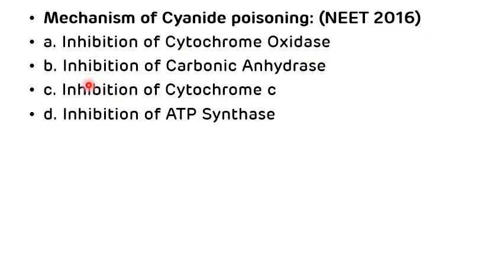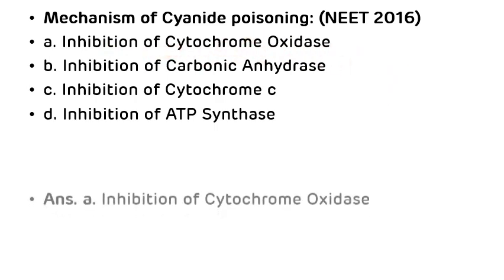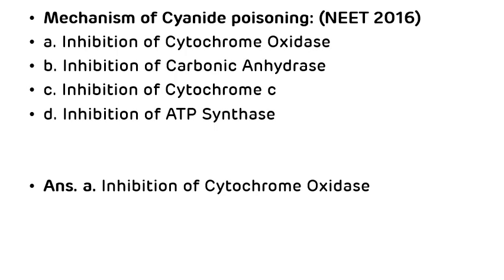The next multiple choice question is the mechanism of cyanide poisoning, again asked in NEET 2016. The options are inhibition of cytochrome oxidase, inhibition of carbonic anhydrase, inhibition of cytochrome C, and inhibition of ATP synthase. Along with cyanide, carbon monoxide and hydrogen sulfide all inhibit complex number 4, that is the cytochrome oxidase complex. So the answer is inhibition of cytochrome oxidase.